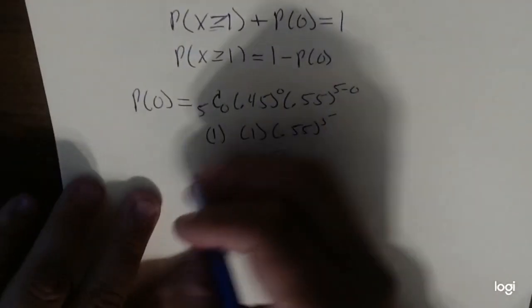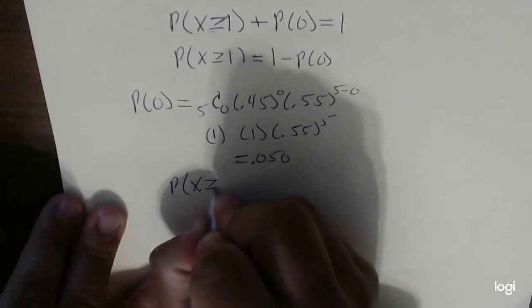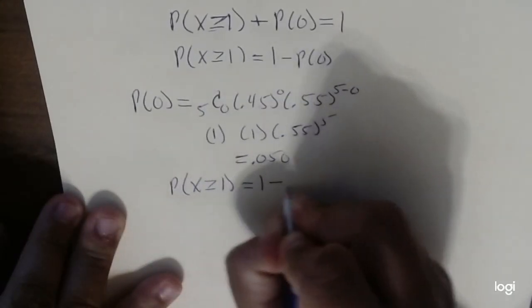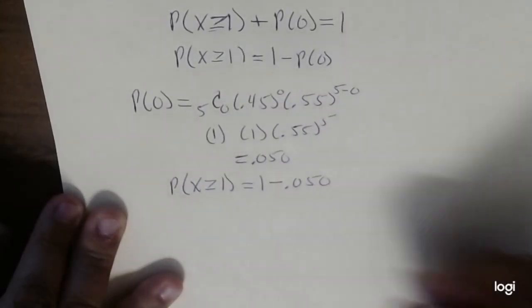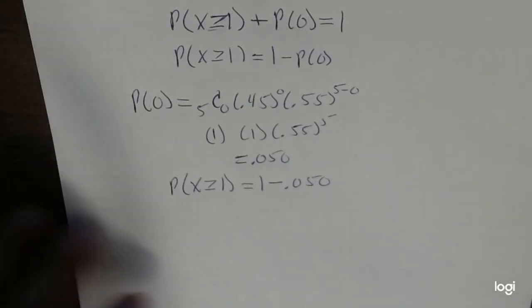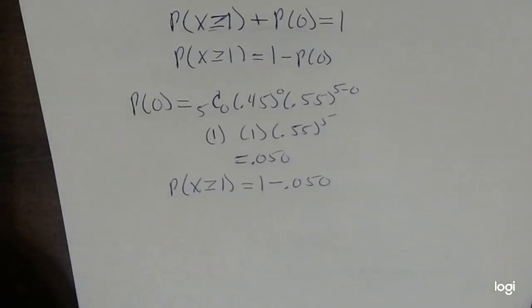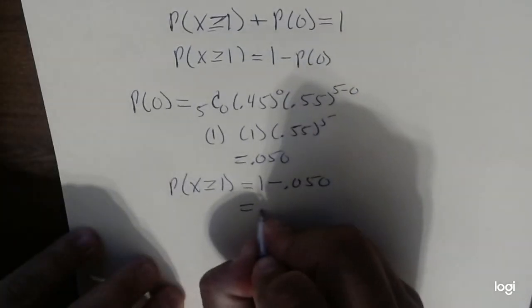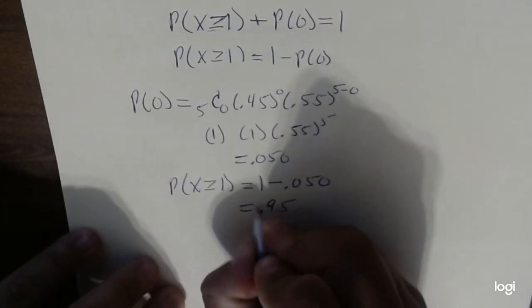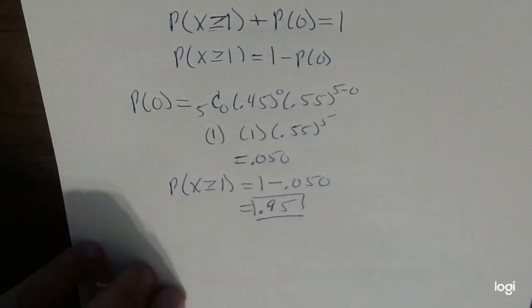Okay? So our true answer is going to be 1 minus 0.050, which should give you 95%. So 0.95. And there's your answer.